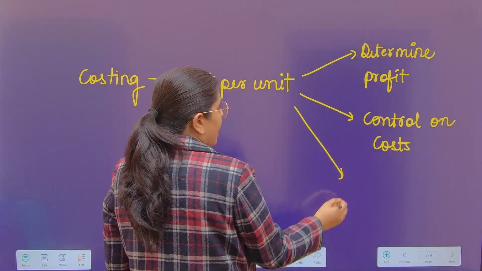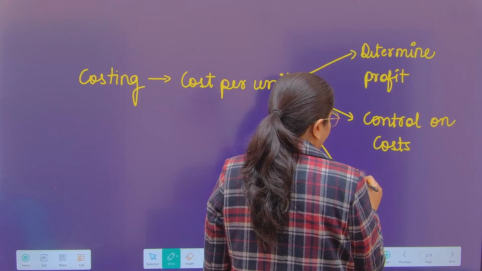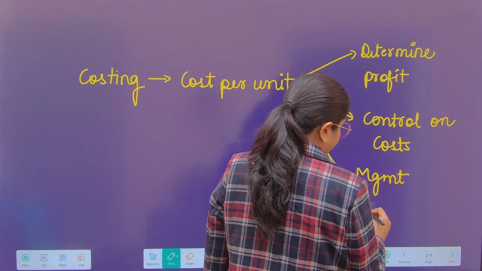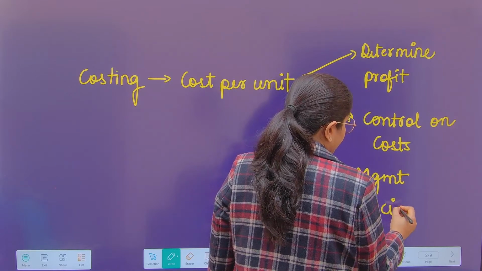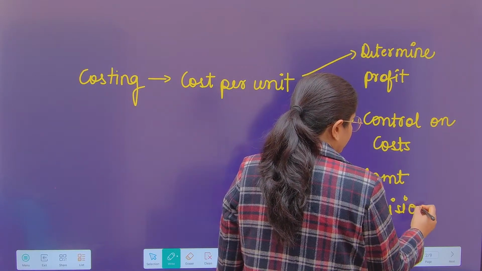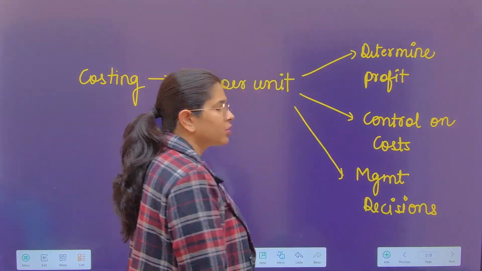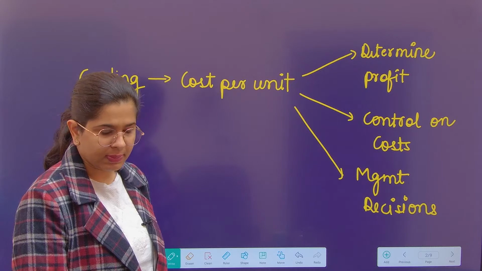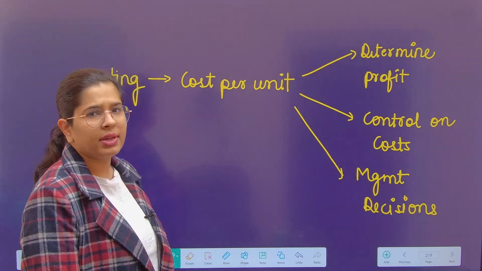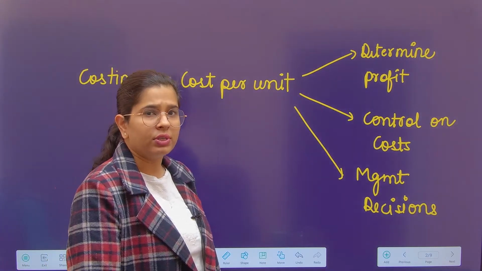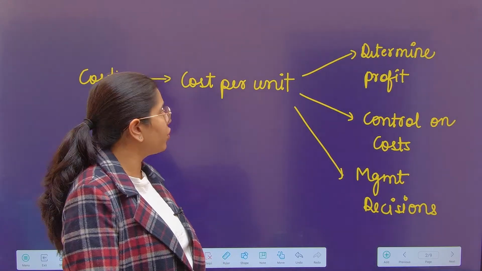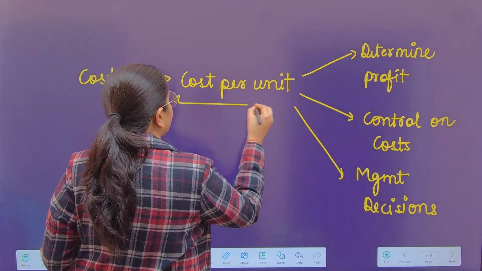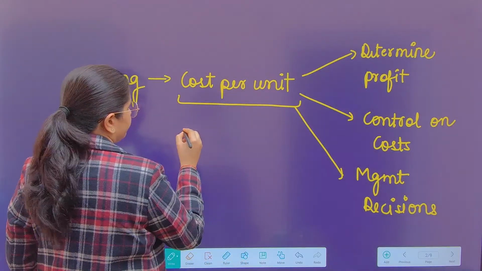Next, I want to make various management decisions. Management decisions like whether I should continue this product, or I should introduce a new one, or I should increase the quantity of production for this particular product. All of these are various types of decisions that I need to take, and I will take them with the help of costing. Now, cost per unit, what are the elements of cost?